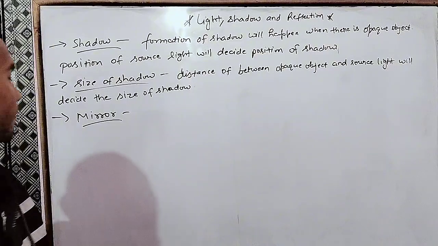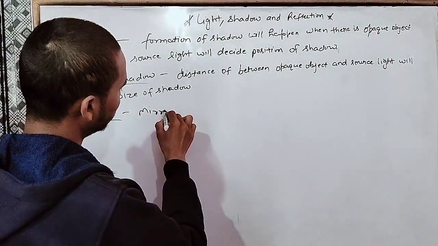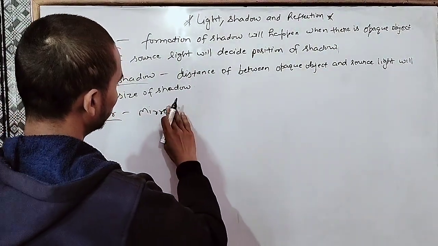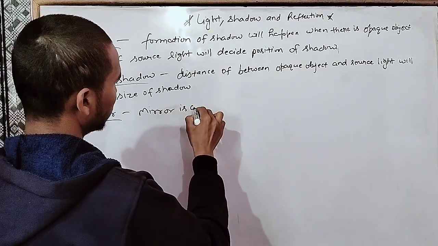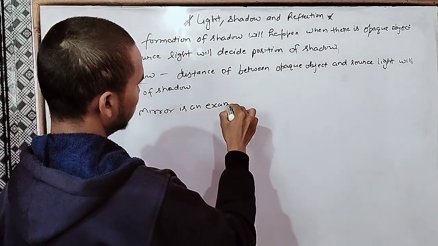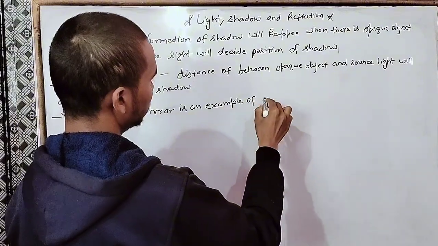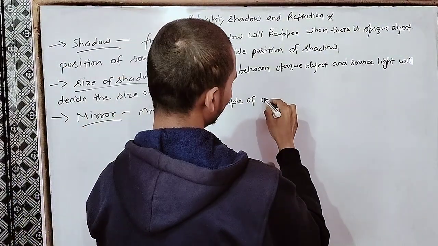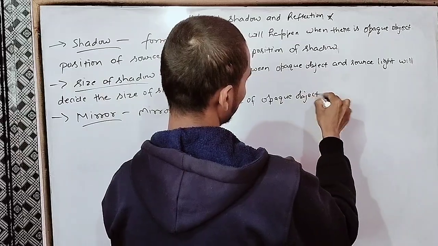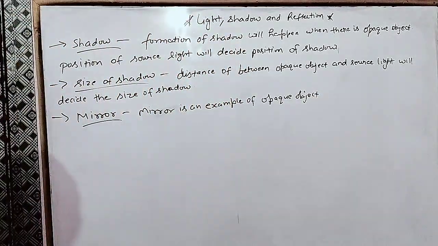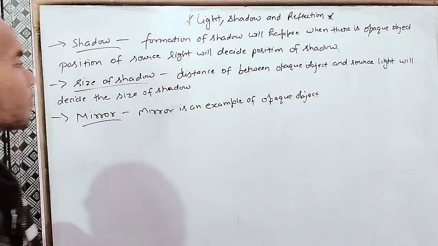Clear? So can we say a mirror is an example of an opaque object? Opaque object. Clear? Mirror is an example of an opaque object.